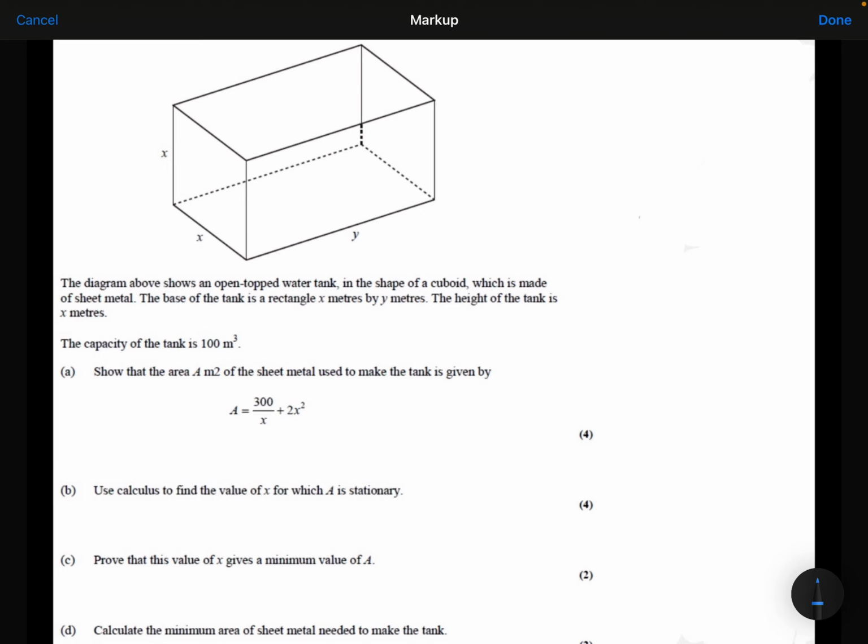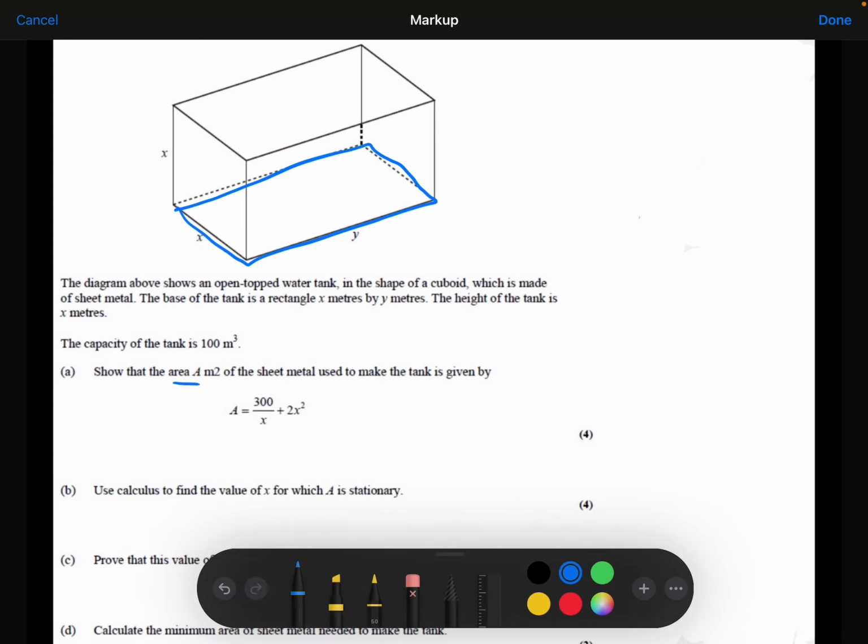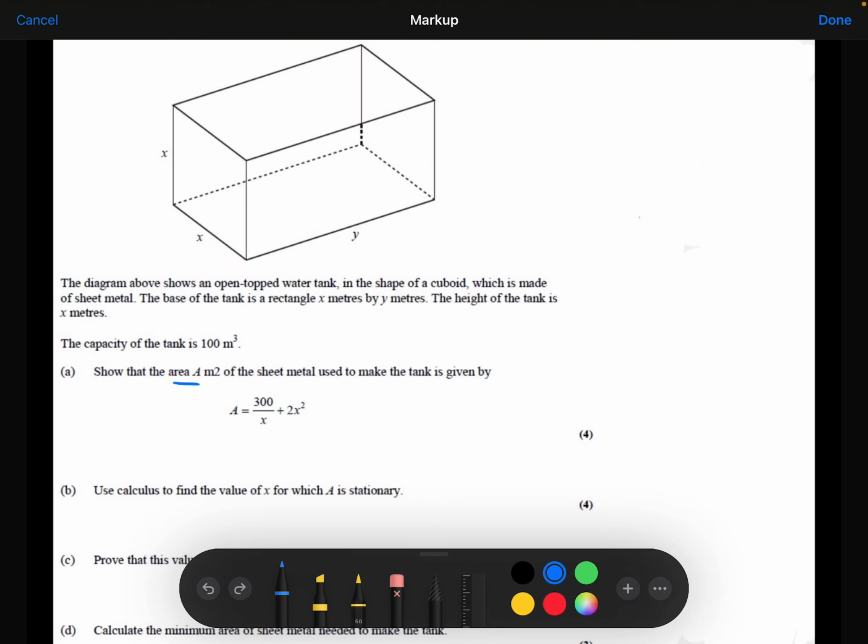So we're talking about the area of metal needed to make this tank. So let's go through each of the sides. So the base here, the rectangle on the base of this water tank will be x times y, or xy. The side over here will be x times x, or x squared. And there'll be another one of those over there as well. So we'll have 2x squared.